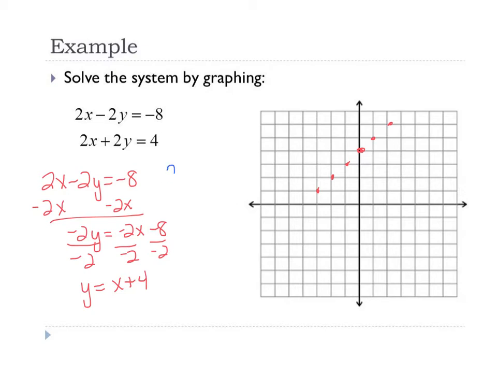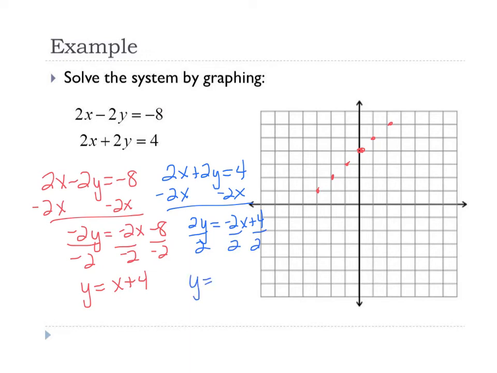All right, so let's look at the other one. Subtract 2x. 2y equals negative 2x plus 4. Divide by 2. Y equals negative x plus 2. So that one starts at 2 and has a negative slope. Now, there's no real reason to count this way, so I'm going to count back the other way. There's my solution.